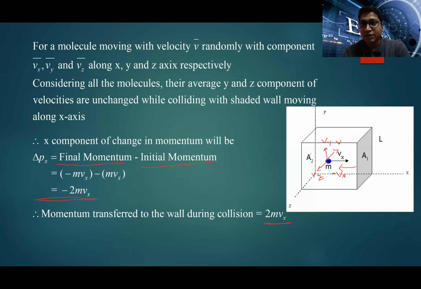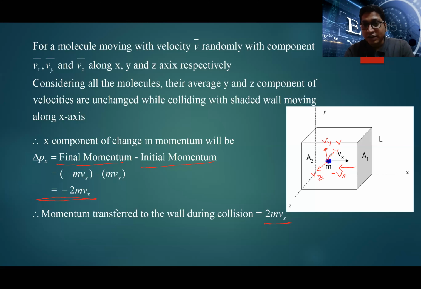To find out the pressure, pressure is nothing but force upon area, and force is the rate of change of momentum with respect to time, dividing by the time. So we have got the momentum over here. Now we have to find the time. Which time? The time interval between the two successive collisions.